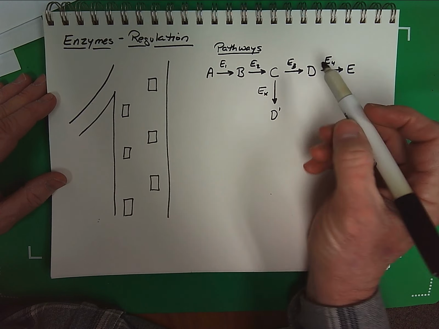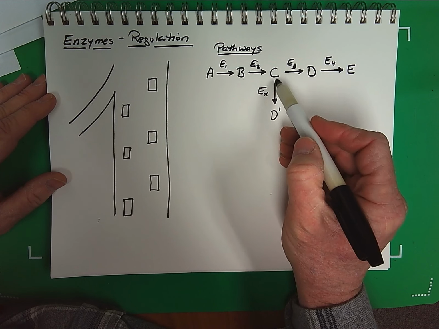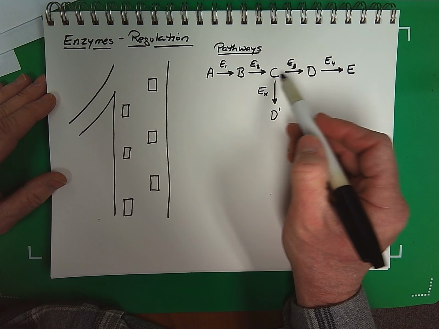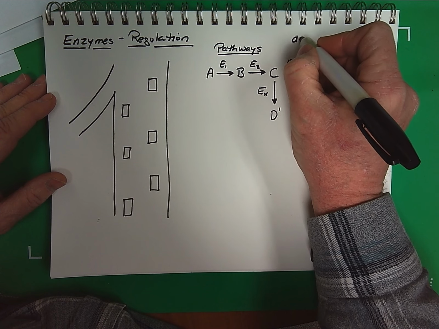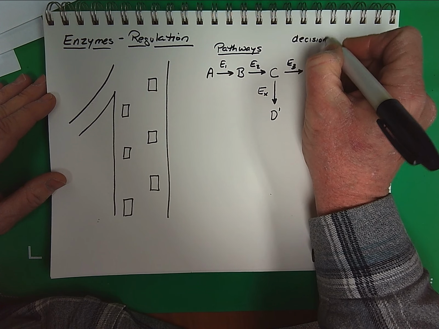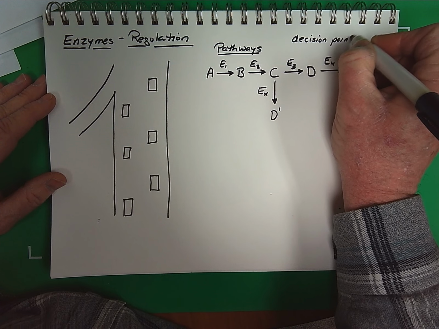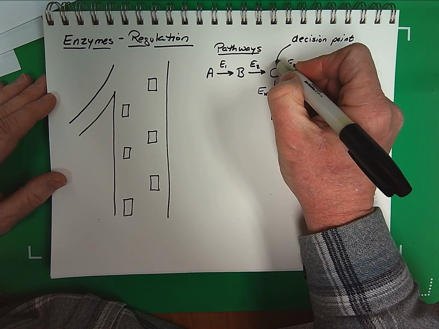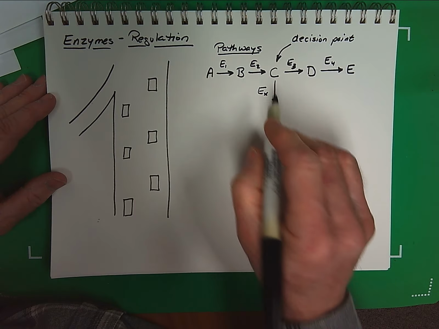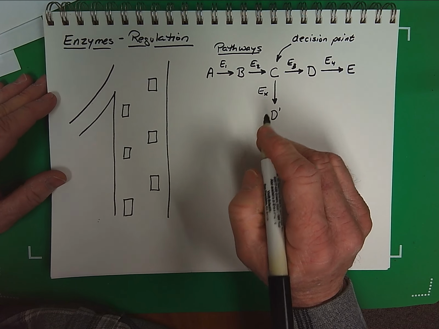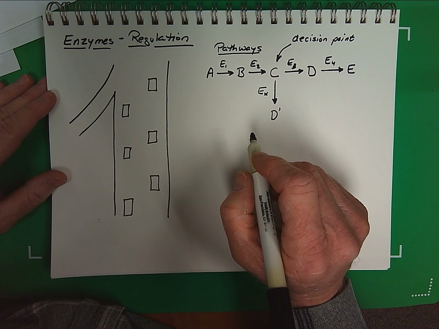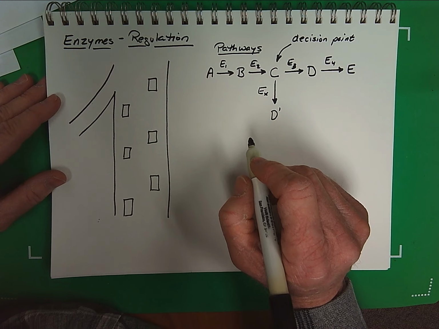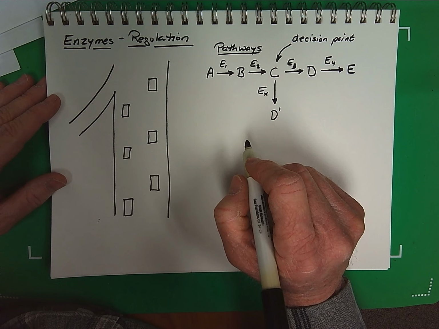Now the question becomes, this direction versus this direction, the direction from C to D or C to D prime. This is what I like to call a decision point. And a decision point simply means that we have the possibility of a substrate becoming two products. So what dictates this? Typically, we are going to be using our principle of thermodynamics to determine this.